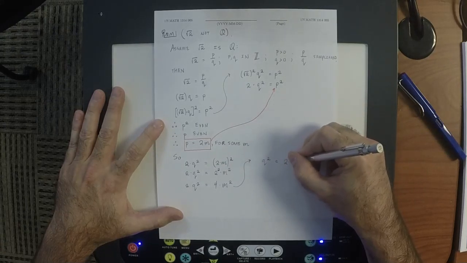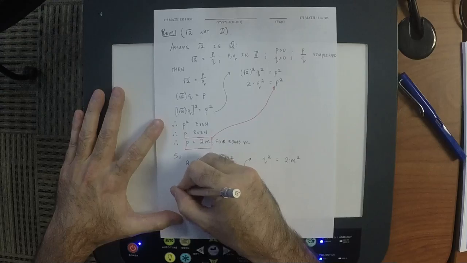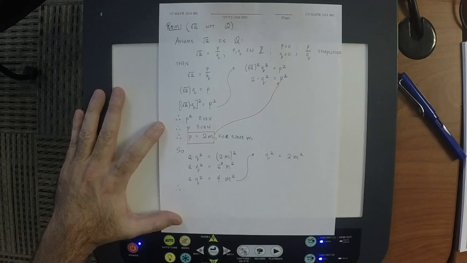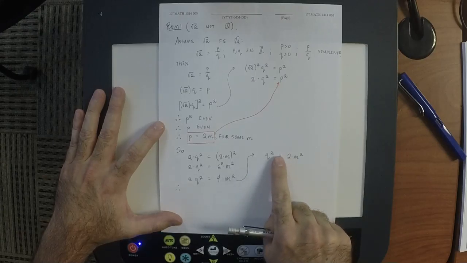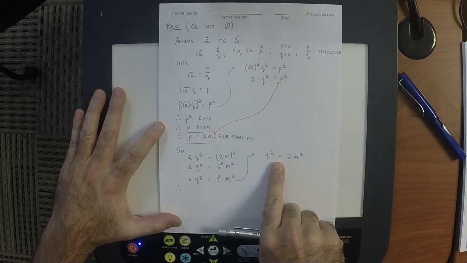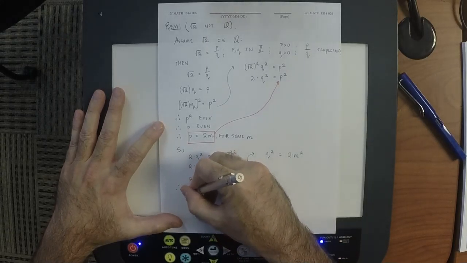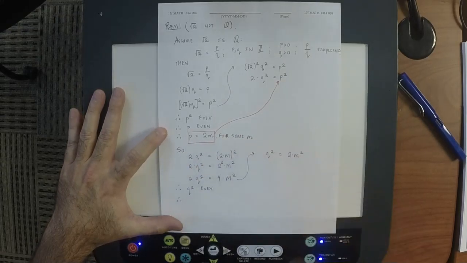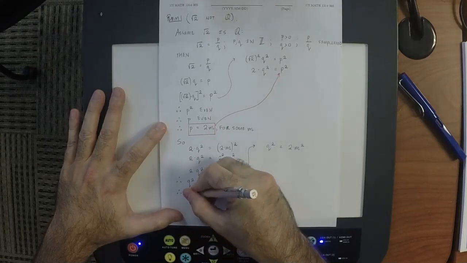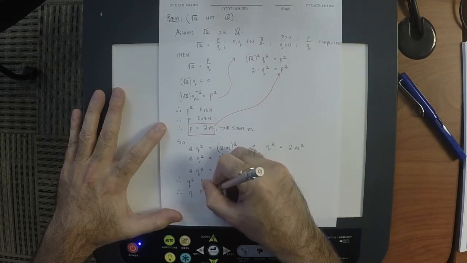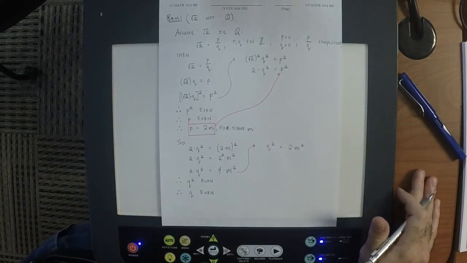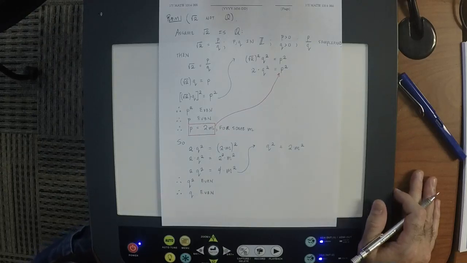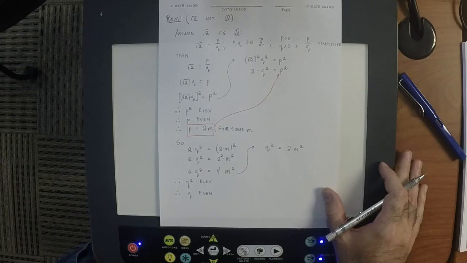And now how could we simplify this equation? We could divide by 2, right? What would be the new left-hand side if we did that? Q squared. And what would be the new right-hand side? 2m squared. Okay. Therefore, what about Q squared? I hope you're getting deja vu. What can we say about Q squared? It has to be even. And therefore, what about Q? Q is even.